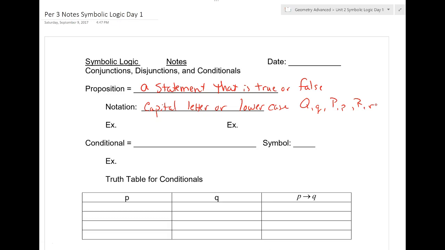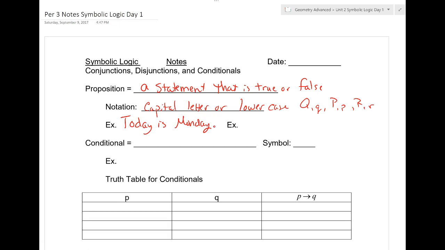So let me give you an example of this. We could do something like, today is Monday. Can I prove that as true or false? Because today is Tuesday. So that's a proposition. It's a validity. I can show it as true or false.